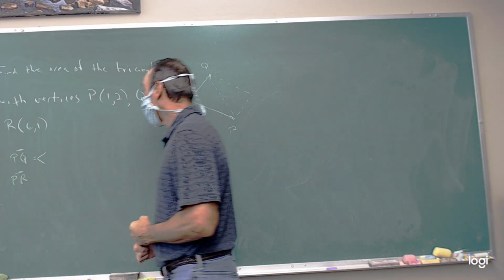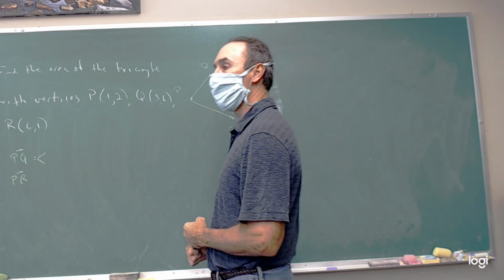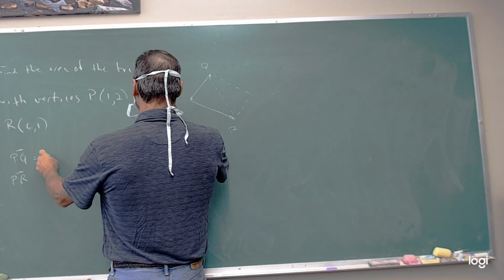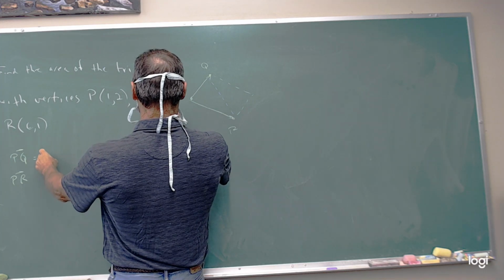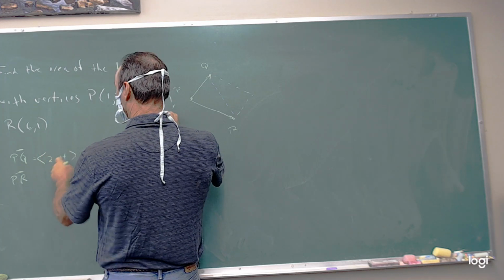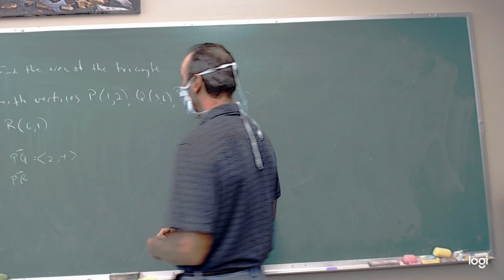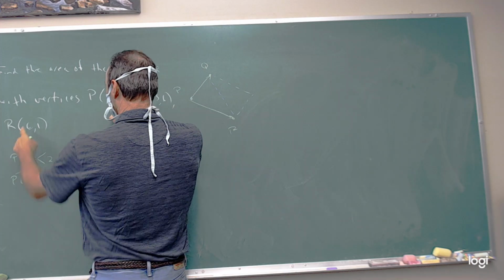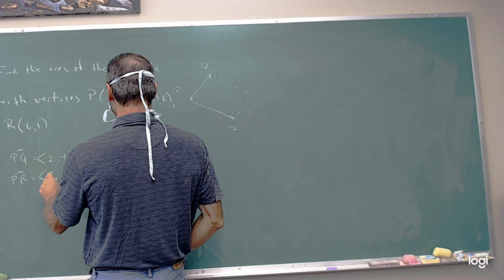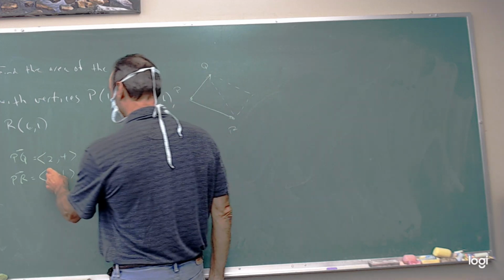Colton, you trust yourself finding PQ anymore, or you don't trust your arithmetic any longer? So it's going to be PQ. Oh, no, 2, 4. PR, what was PR? Did I write down? Oh, here's R. It's going to be 5, negative 1. That'll make a difference.